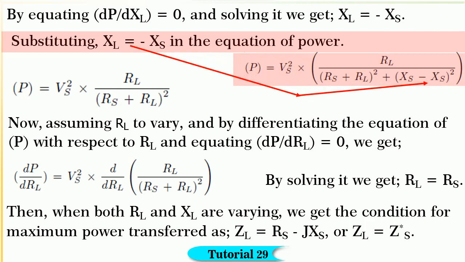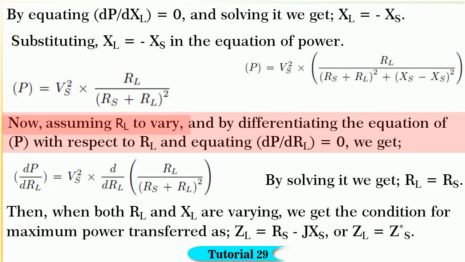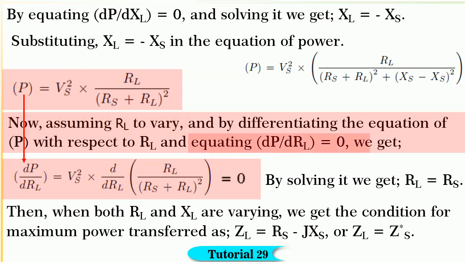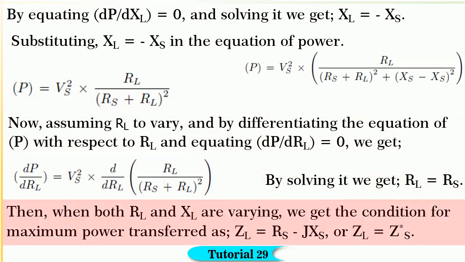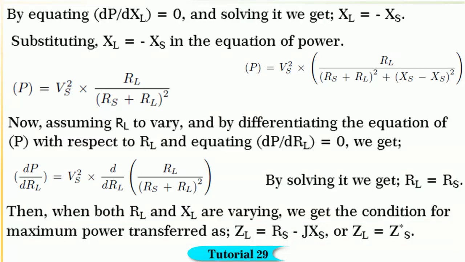Substituting XL is equal to minus XS in the equation of power, we get P is equal to Vs squared into RL divided by Rs plus RL whole square. Now, by assuming RL as varying and finding dP by dRL and equating it to 0, we get RL is equal to Rs. Then, when both RL and XL are varying, we get the condition for maximum power transferred across the load as ZL is equal to ZS conjugate. Hope you got the skill of answering such questions.